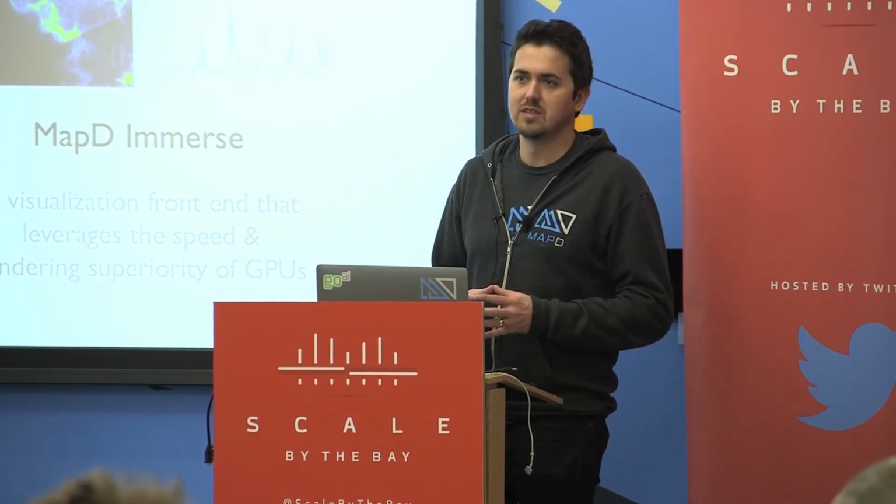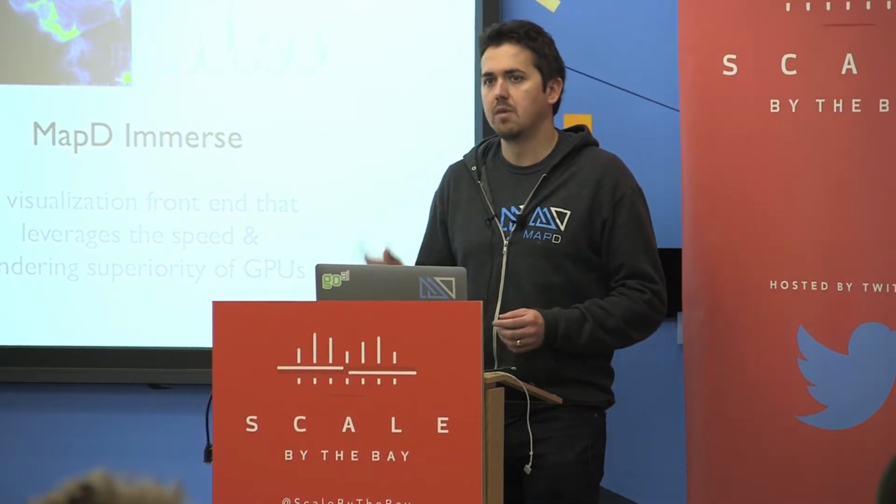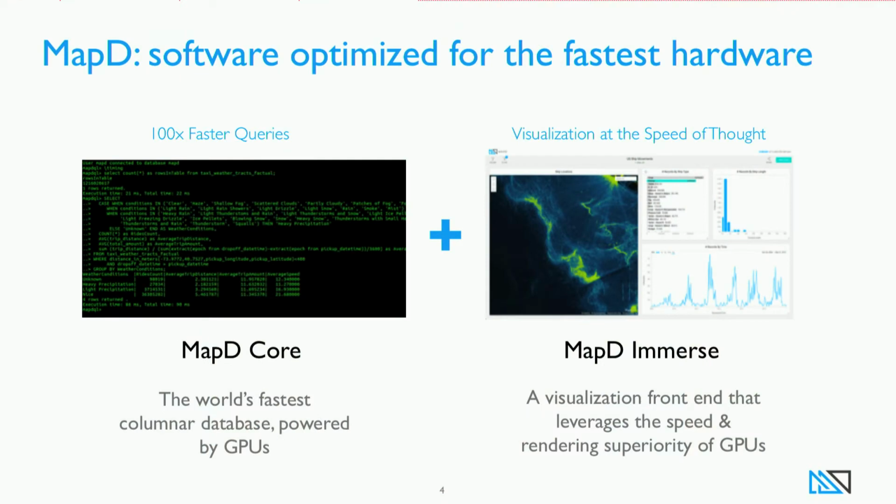So the idea is taking multi-billion record data sets. I'll show an 11 billion record data set, and being able to slice and dice that instantly. Run queries, no indexing, pre-aggregation, just using the brute force scan power of these GPUs to basically run queries in milliseconds.